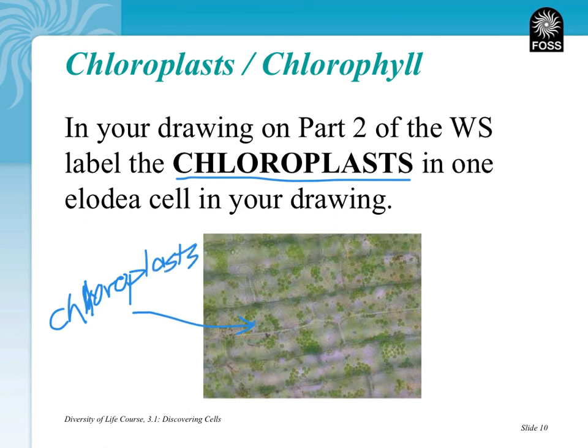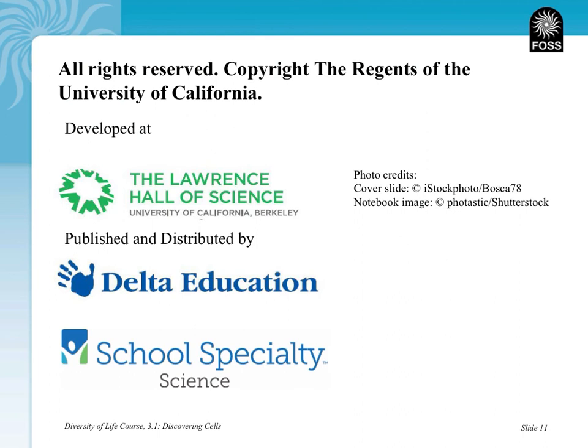For those, that's great. Once you've finished that, you need to go ahead and upload or submit that worksheet on the Elodea plant. Go ahead and turn that worksheet into Canvas, and that will do your work for 3.1a and 3.1b. Next, we'll focus more on what else is inside of the plant cells besides those things. Thanks.